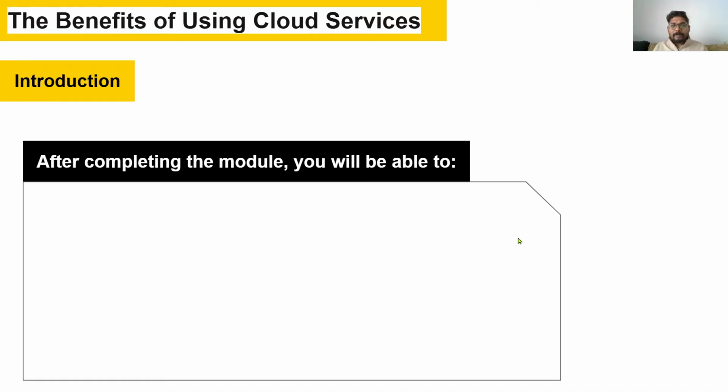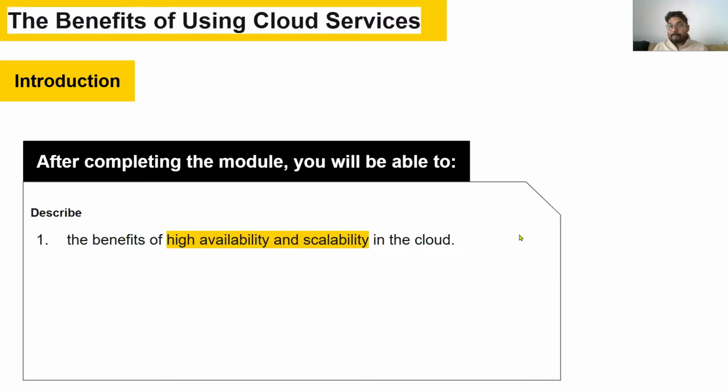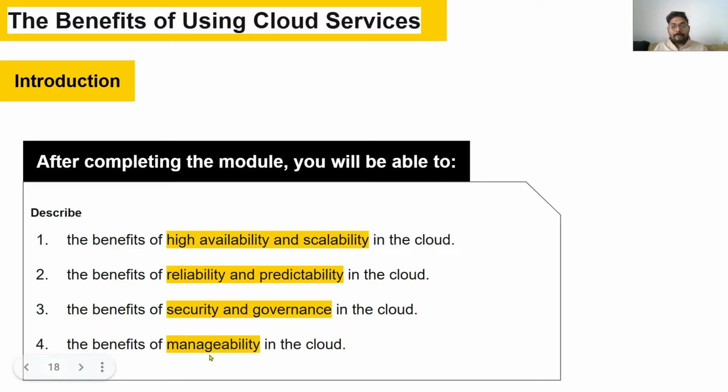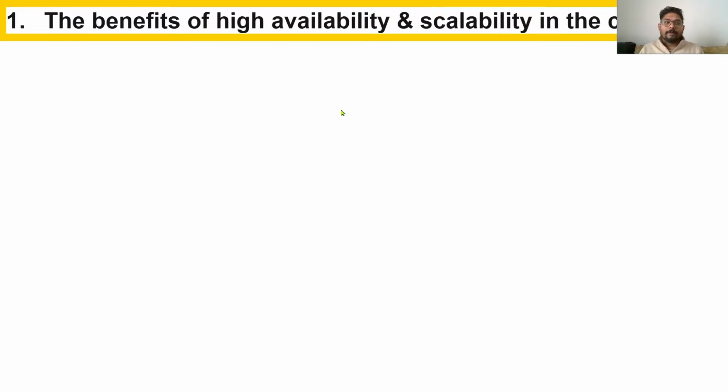Now, as an introduction, after completing this particular module, you will be able to describe the benefits of high availability and scalability. What are these terms? The benefits of reliability and predictability in the cloud. The third one, the benefit of security and governance. And the fourth one, the benefit of manageability in the cloud. So let's understand the very first topic, benefits of high availability and scalability.